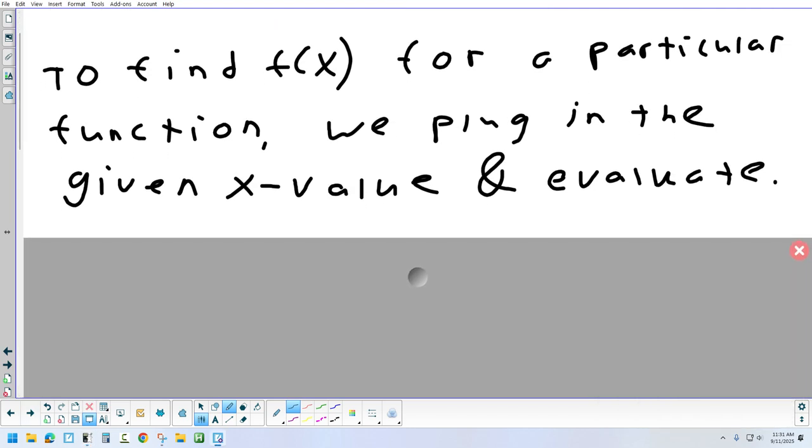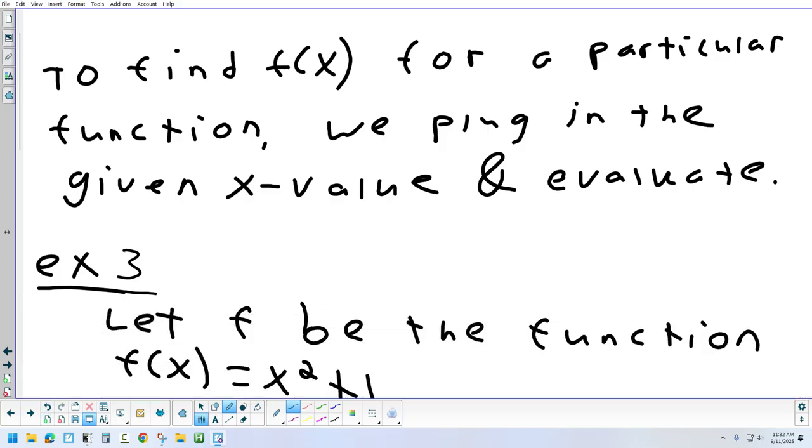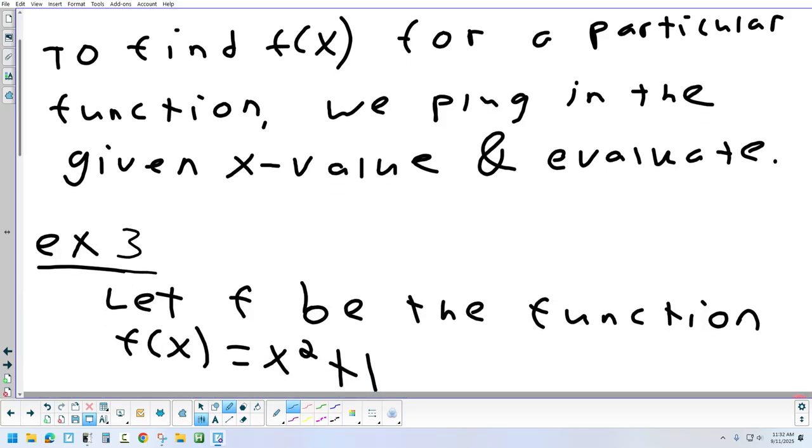Okay, so what does it mean to find f of x? That means to take whatever value they give you for x, plug it into the formula, and then simplify. So in order to do this, I have to give you two things. One, I have to give you a formula, and two, I've got to give you something to fill in to the formula.